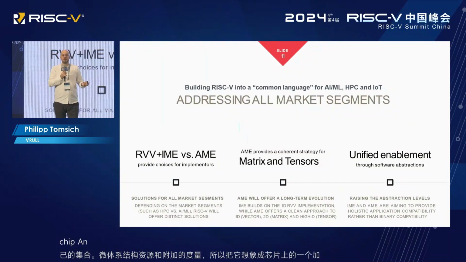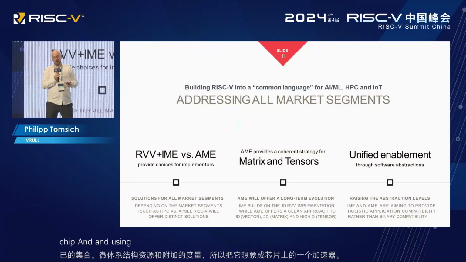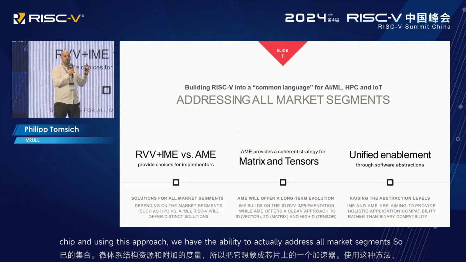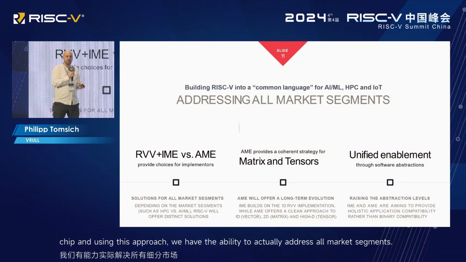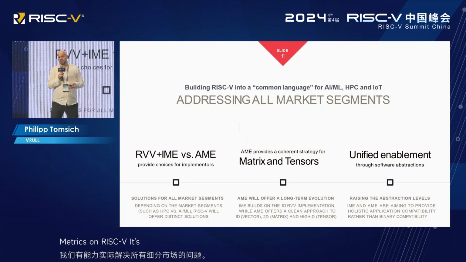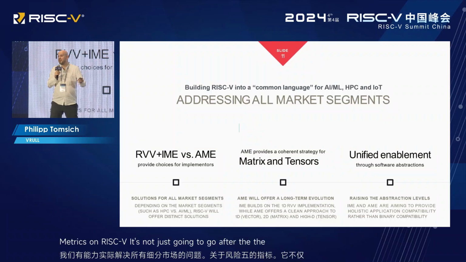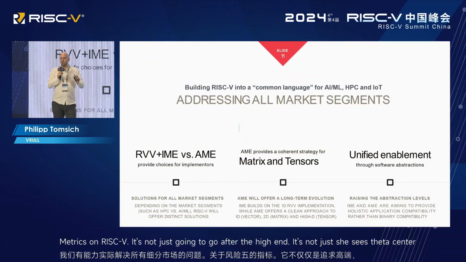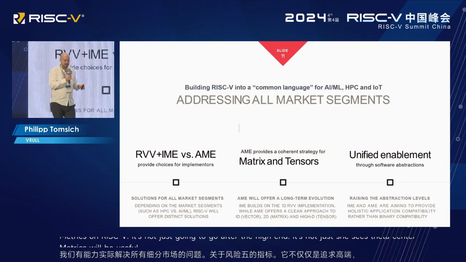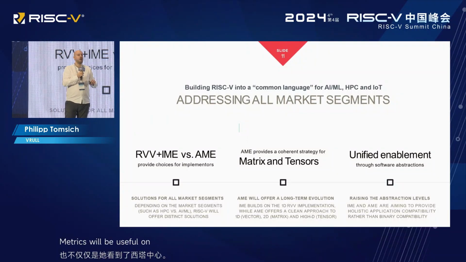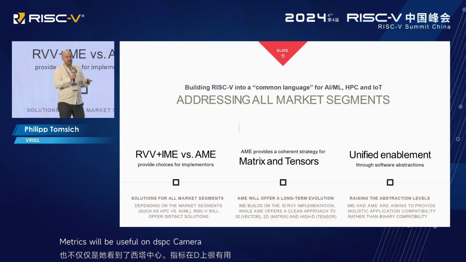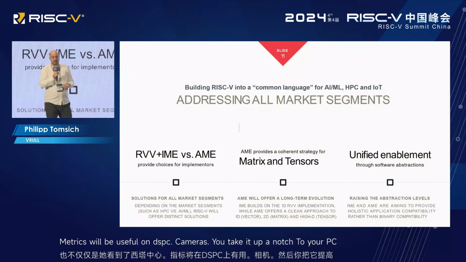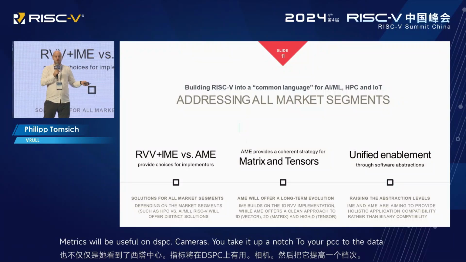And using this approach, we have the ability to actually address all market segments. So matrix on RISC-V is not just going to go after the high end. It's not just PCs, data center. Matrix will be useful on DSPs, embedded solutions, cameras, and then you take it up a notch to your PCs, to the data center, and of course into cars.